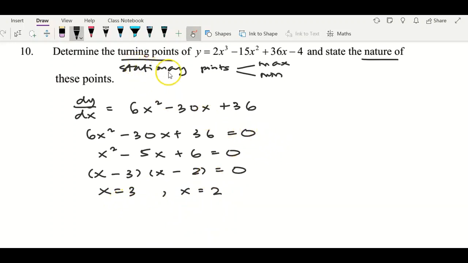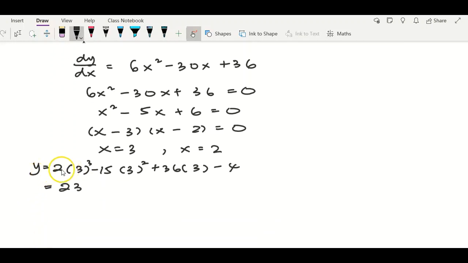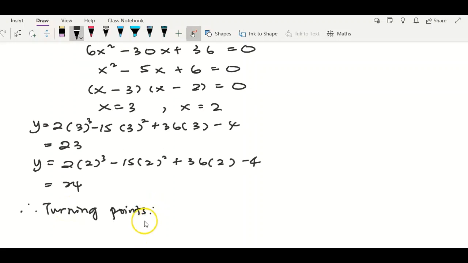Then because this question states points, meaning that we need to get the corresponding value of y. When x equals 3, substitute in, you get y equals 23. And when x equals 2, substitute into the y function. We got the answer to the question. Turning points, we have (3, 23) and the other one is (2, 24).